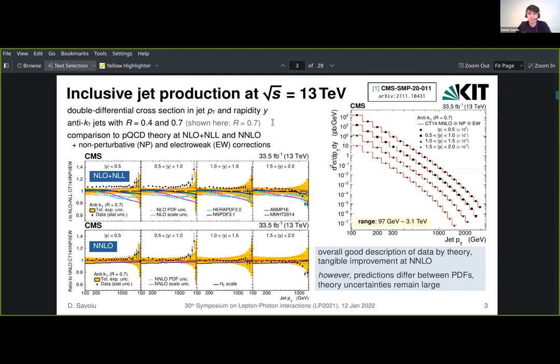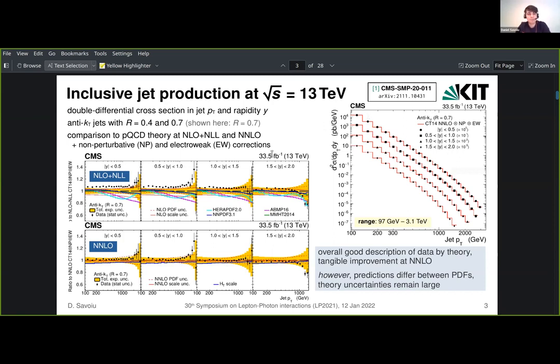Then you have shown here on the right that the phase space for this measurement is quite large. It's going from a pT of the jets just below 100 GeV up to 3 TeV, so you can probe all of this, and the rapidity goes up to 2.0 here.